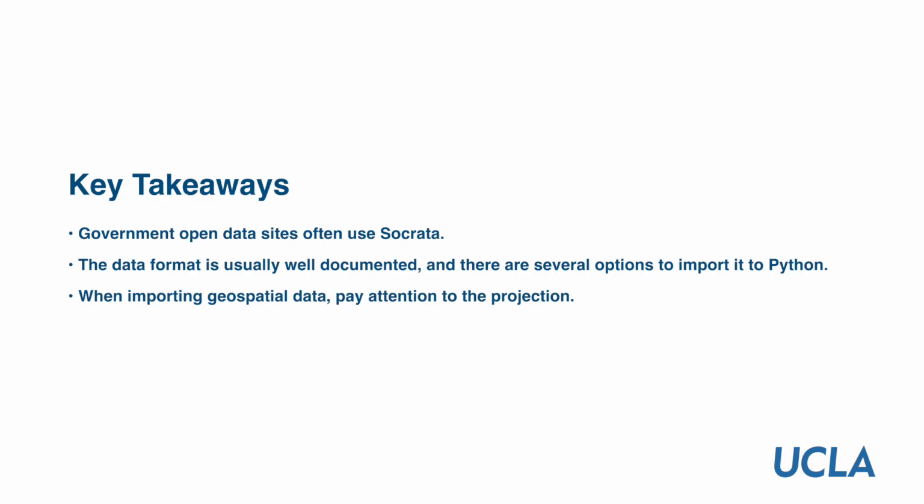So the takeaways I'll leave you with is that government open data sites, this isn't just an LA thing, often use Socrata. And there's a very high standard for documentation in most cases. They have good metadata, they explain what the columns are, and they give you several options to import it into Python, whether using the API or through downloading the file to your hard drive. And projections matter. The number one thing that goes wrong, if your map doesn't look right, you've probably got the wrong projection. So when you bring some data in, always look at the coordinate reference system using the CRS attribute.